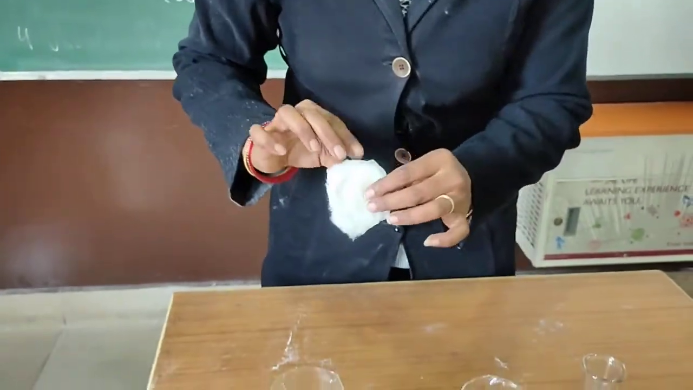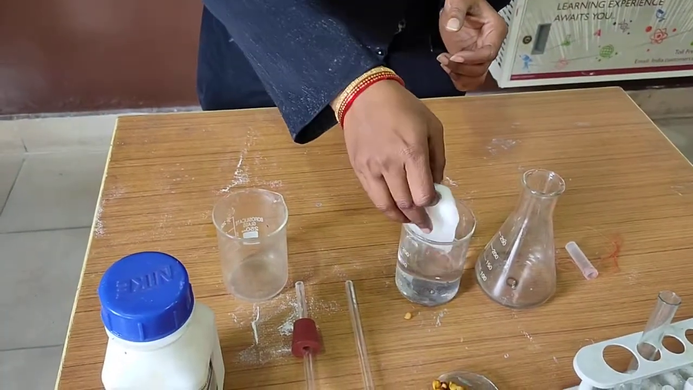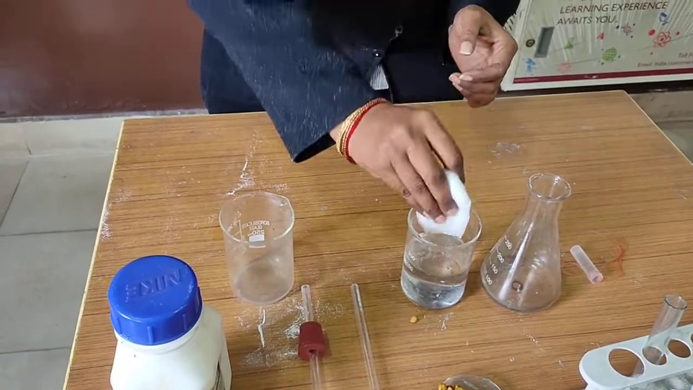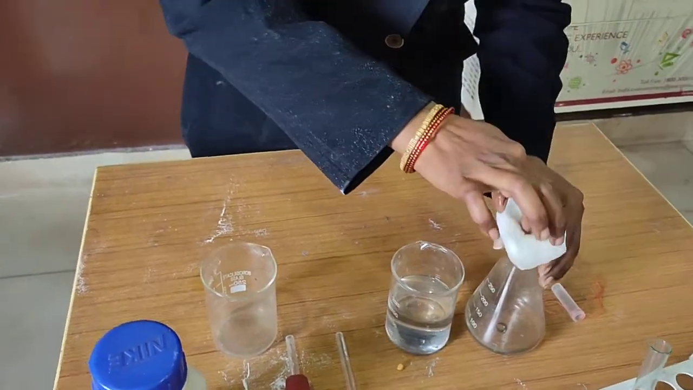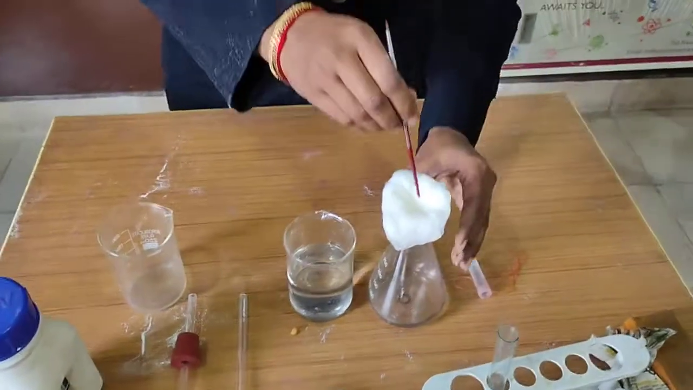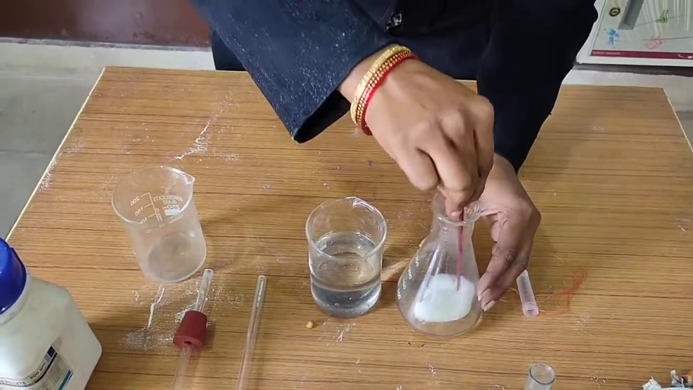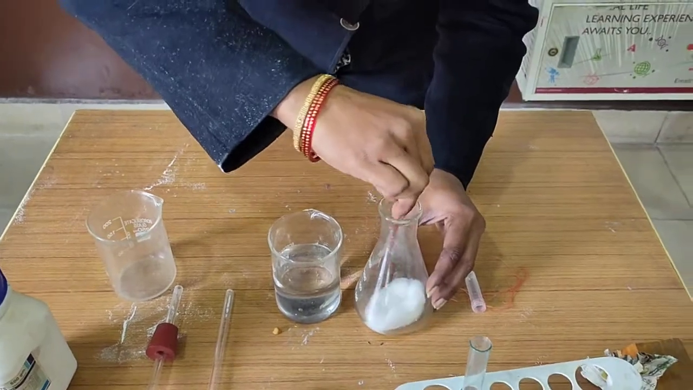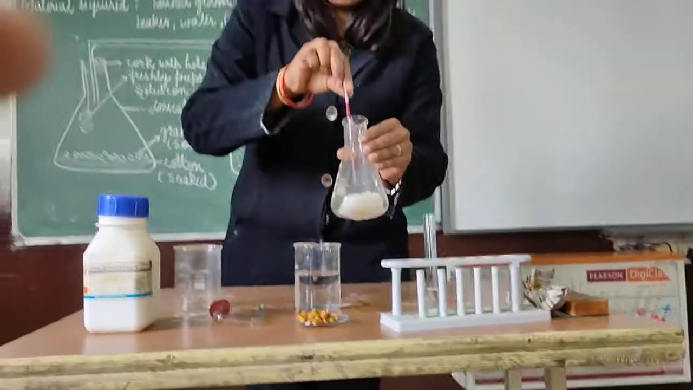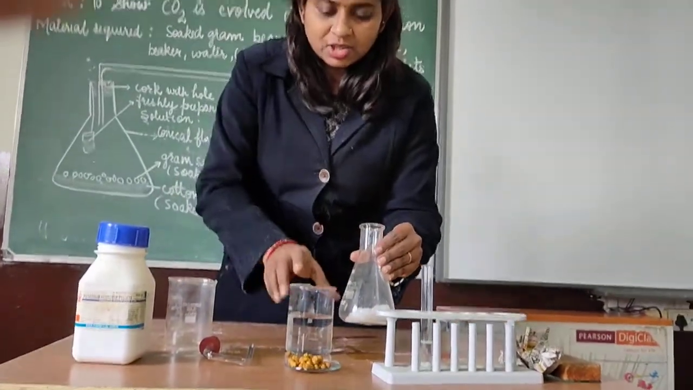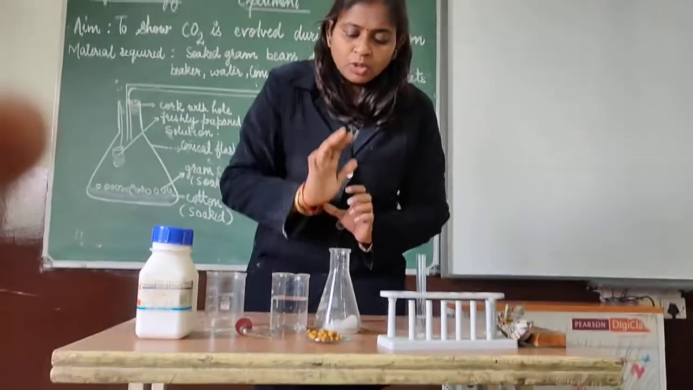The first thing is that you have to take the cotton and soak it in water. I have soaked the cotton, as you all can see. Now I am going to put this cotton in a conical flask. Why have I soaked the cotton? This is the question. Just to make the environment moist. Just to keep the environment moist. That's why we have kept the soaked cotton.